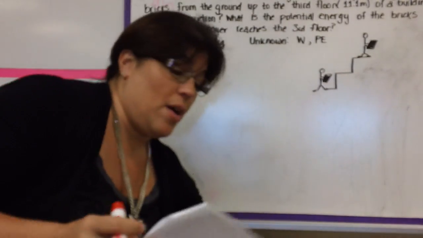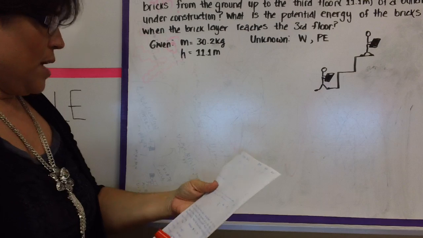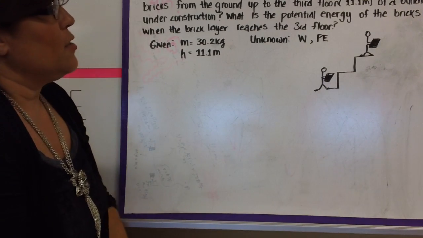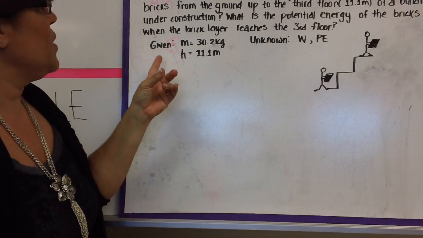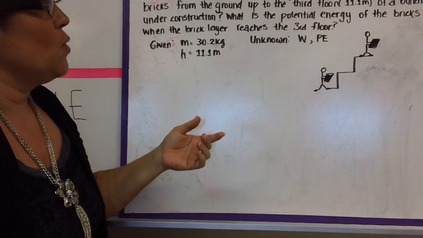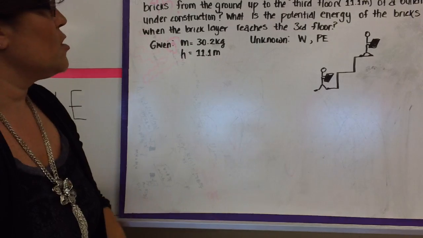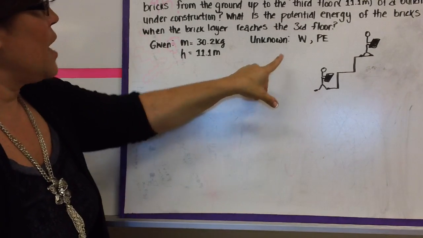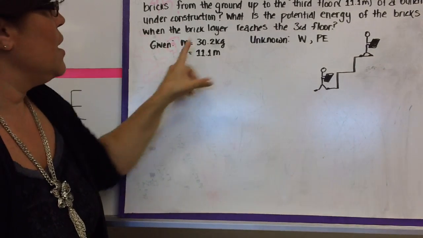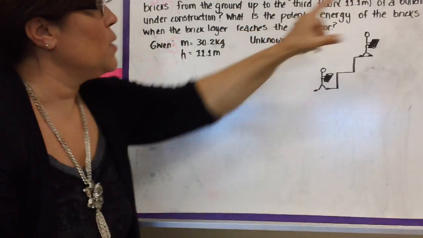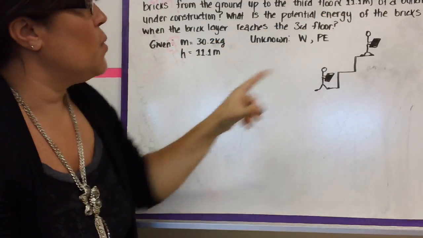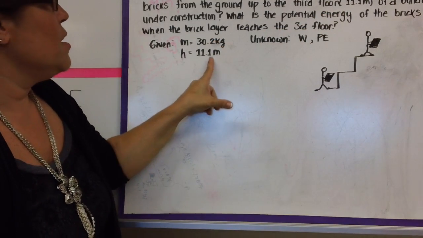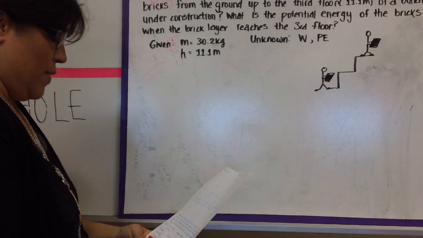Okay, so let's try an example. How much work does a bricklayer do to carry 30.2 kilograms of bricks from the ground up to the 3rd floor of a building under construction? So the first thing we want to know is how much work. So we're looking for the work. The mass is 30.2 kilograms up a 3rd floor, which is 11.1 meters. That's our height.